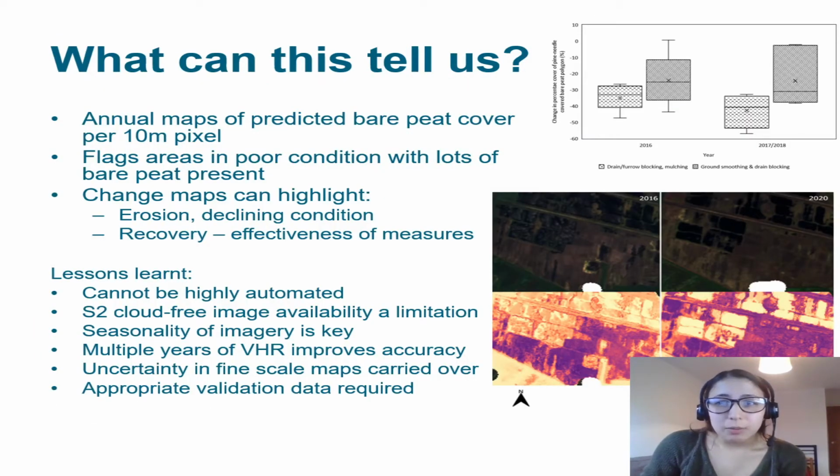So we found that these maps were able to predict changes in bare peat cover between years, even with models trained on relatively small amounts of data. So these were able to highlight changes in erosion, where the extent of bare peat had expanded between the years, as well as where vegetation had recovered.